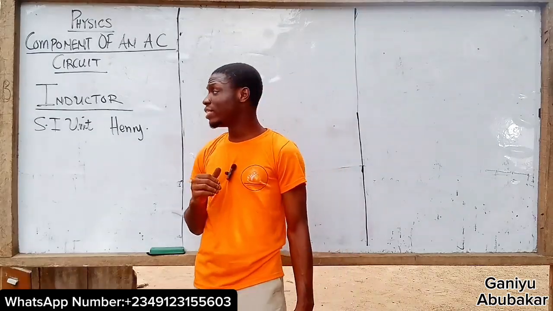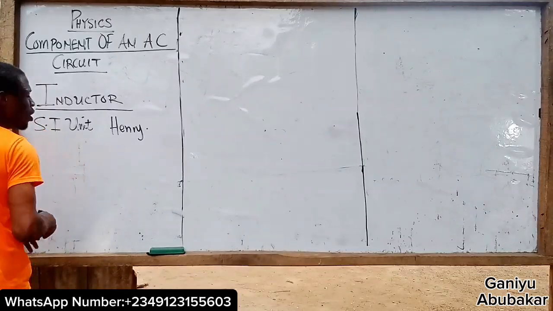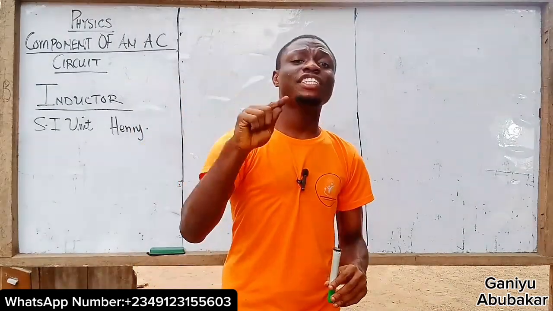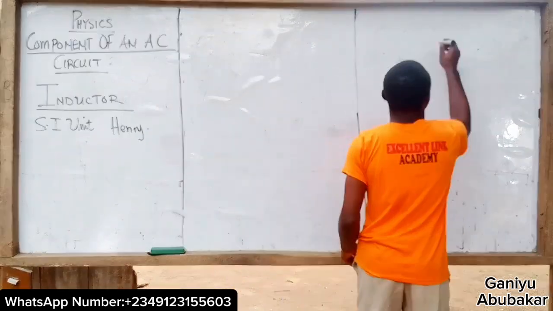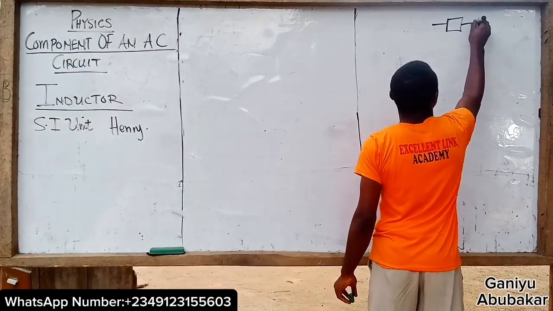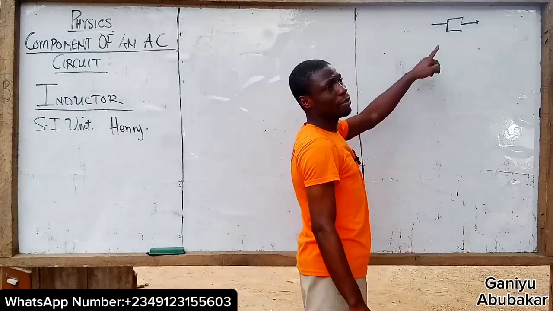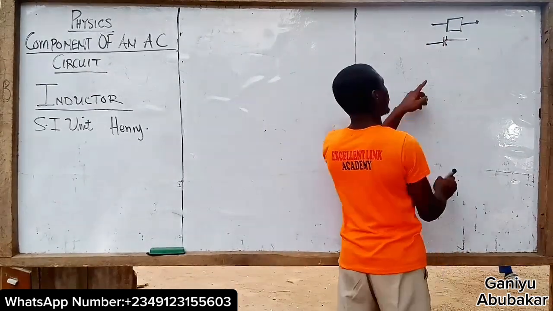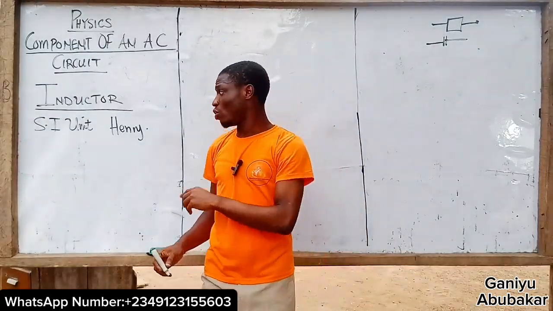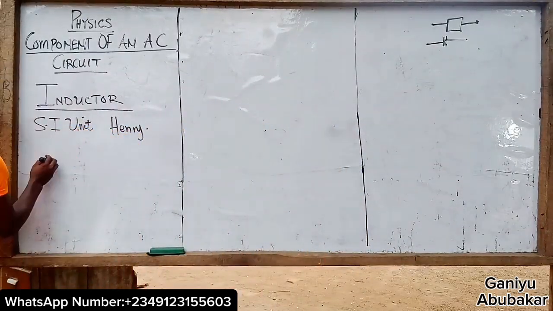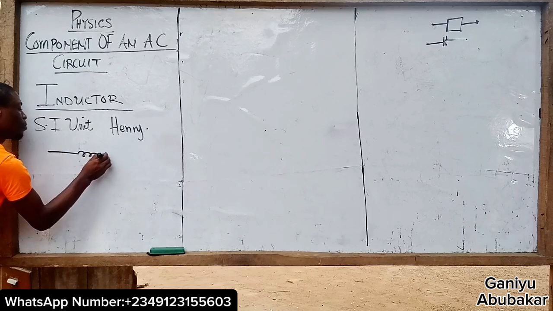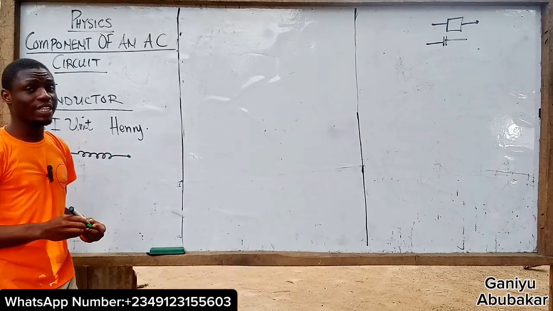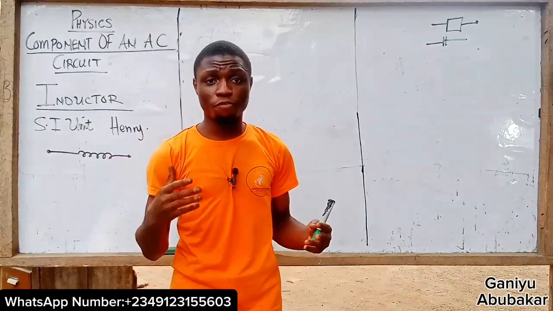Aside from that, note the circuit symbol for an inductor. The circuit symbol for resistor is something of this nature. For capacitor, something of this nature. And finally, for inductor, the circuit symbol is given as this. So this becomes the circuit symbol for representing inductor, as you can see in front of you.